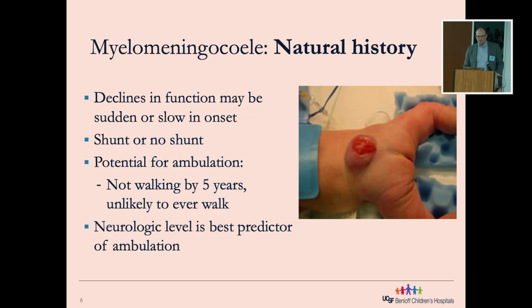When we think about the natural history of myelomeningocele or spina bifida, I think about the function and either a sudden or a slow onset of dysfunction. As evidenced in Dr. Sager's talk, there are some expected functional declines as children grow. Their weight may exceed their strength. And I think it's very important to recognize those slow or potentially sudden downturns.